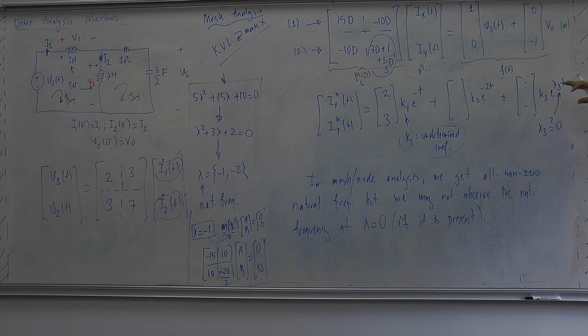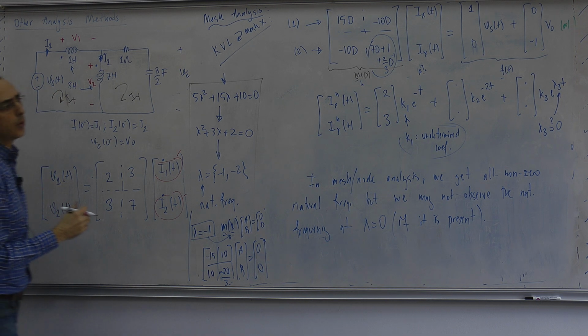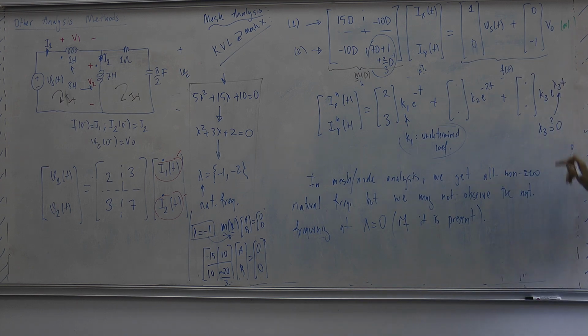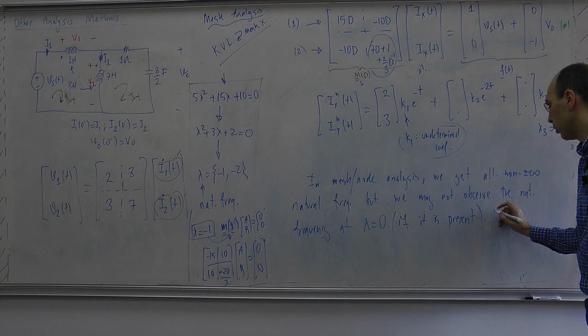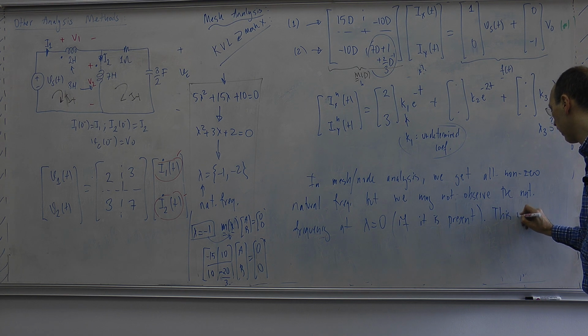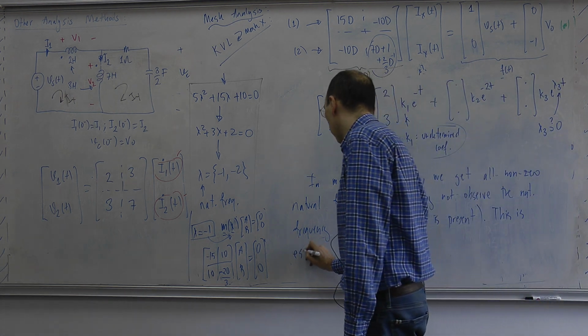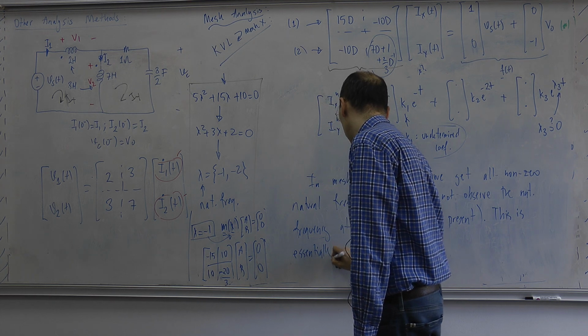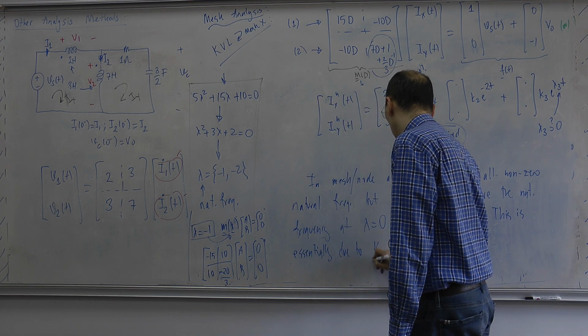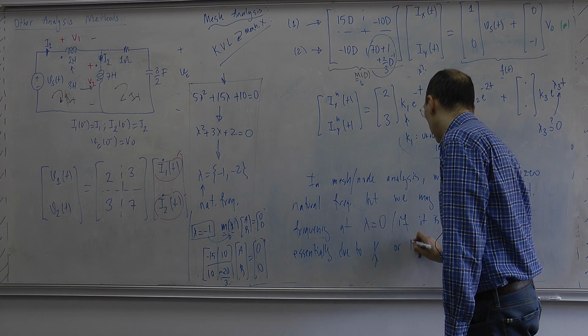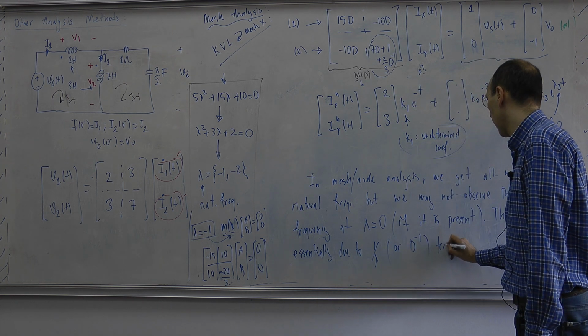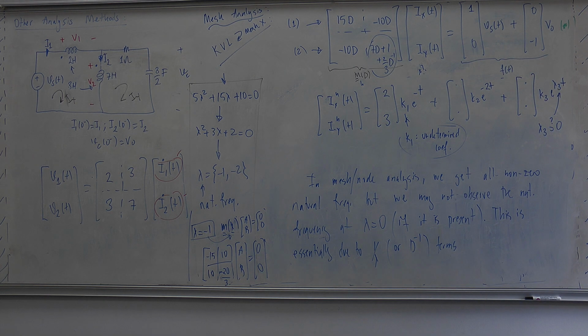Of course, this lambda is equal to 0 is not the natural frequency of every circuit. In this case, it is the natural frequency of this circuit. So it's indeed a true natural frequency, and it's not observed because of these 1 over lambda terms. This is essentially due to 1 over lambda or D inverse terms. Okay.